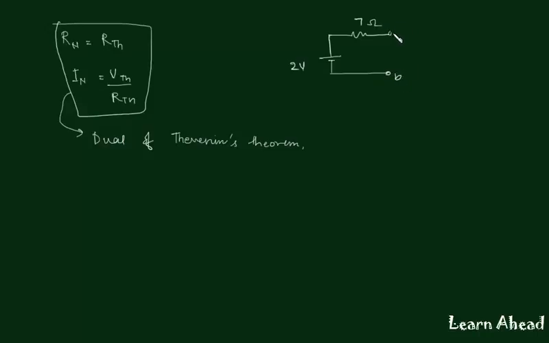These are the terminals A and B, and you know Norton's current is defined as the short circuit current across terminals AB. So if we calculate the short circuit current here, it will come out to be VTH by RTH. This is RTH and this is VTH. These relations are quite interesting because we can find Norton's equivalent from a Thevenin's equivalent, and vice versa is also true. We can find Thevenin's equivalent from Norton's equivalent using these relations.